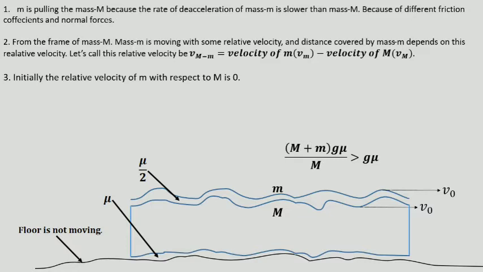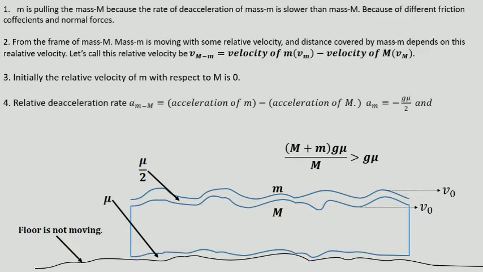Now the fourth point is the relative deceleration rate. Because both masses are moving with some deceleration, from the frame of reference of capital M we have some deceleration on small m. Let's say this relative deceleration rate is a small m minus a capital M, which is equal to the acceleration of m minus the acceleration of capital M. The acceleration of small m is obviously negative g mu by 2, and the acceleration of capital M is a little bit tricky. It is negative g mu times (M plus m) by M.